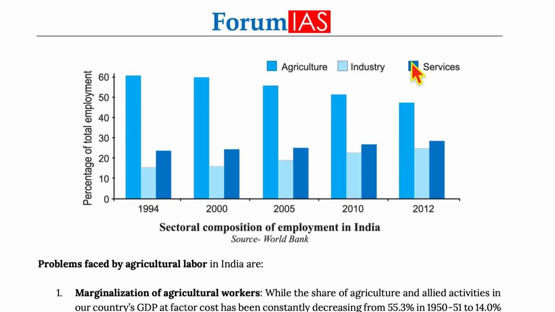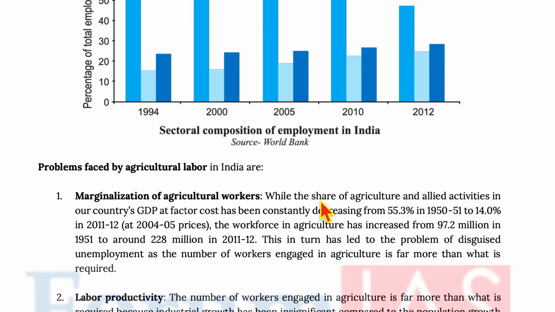Now, moving on, when we see the sectoral composition of employment in India, we see that the composition of employment in agriculture is steadily declining, and that in manufacturing and services is increasing. However, we see that the increase in manufacturing is more as compared to that in services.